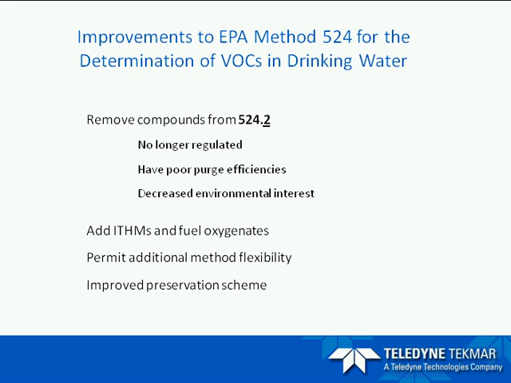Now, the newly proposed method 524.3 came about for many reasons. First of all, they had recommendations to remove compounds from 524.2 that included poor purge efficiency performers. Some of the current target analytes were of lesser environmental interest. And secondly, suggestions to add to the target list were made to include some new emerging contaminants, such as your iodinated trihalomethanes, and they also wanted to expand that list out a little bit by including the fuel oxygenates.